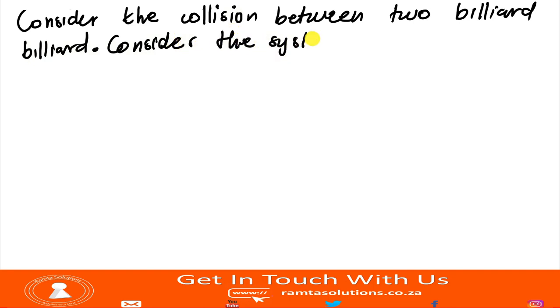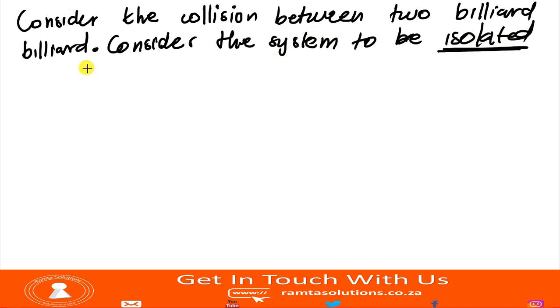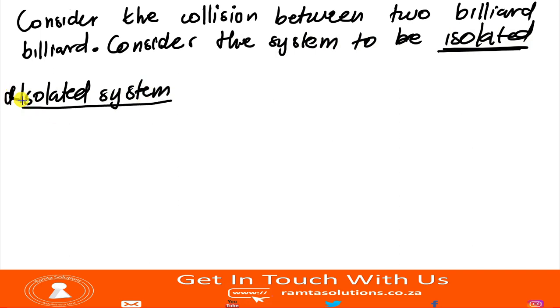What do we mean by that? We mean the F net is 0, and basically we don't want any external force. So consider the system to be isolated. When we talk about an isolated system, I'm going to give you a definition which is very important for your exam. An isolated system is a system in which the resultant force is 0.